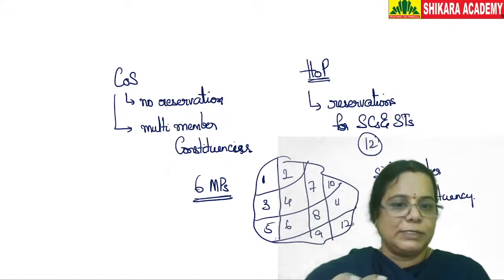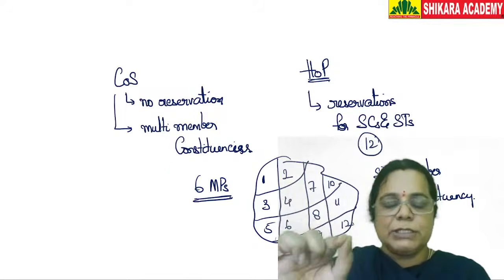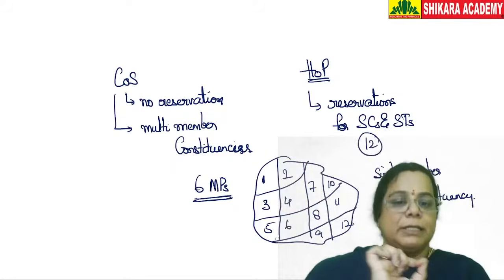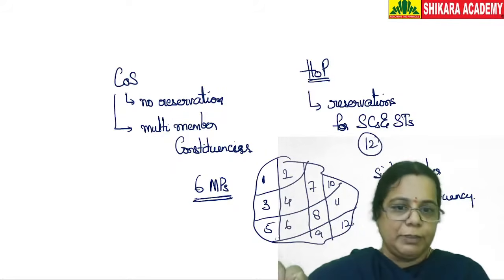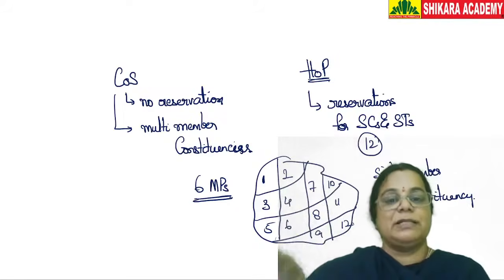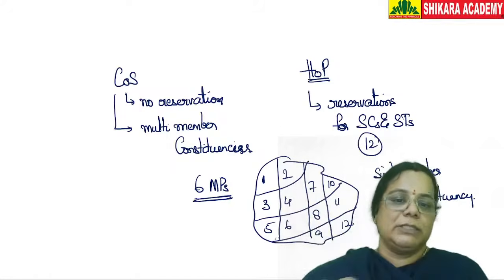So this is a single member constituency. Each MP of Lok Sabha will have a demarcated territory. This demarcation is called delimitation. In Lok Sabha, we have this, but in Rajya Sabha, you will not have a demarcation. All the MPs of Rajya Sabha from that state will represent the interest of the state as a whole, not a particular territory within the state.